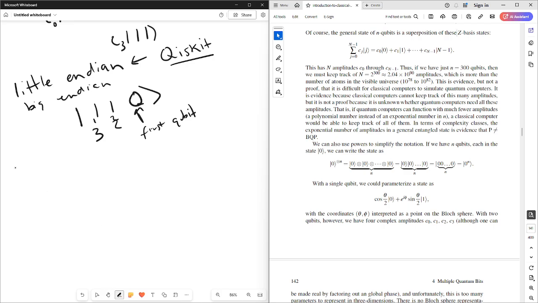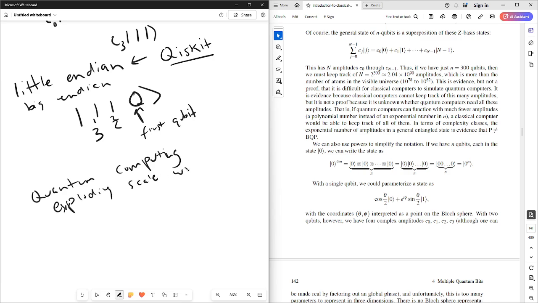I found this very interesting. This is the problem with quantum computing as a whole, right now at least. I know there have been some new advances from Microsoft, etc. But quantum computing has an exploding scale with higher and higher qubits in terms of the amplitudes. The number of amplitudes that have to be maintained grows with higher numbers of qubits.